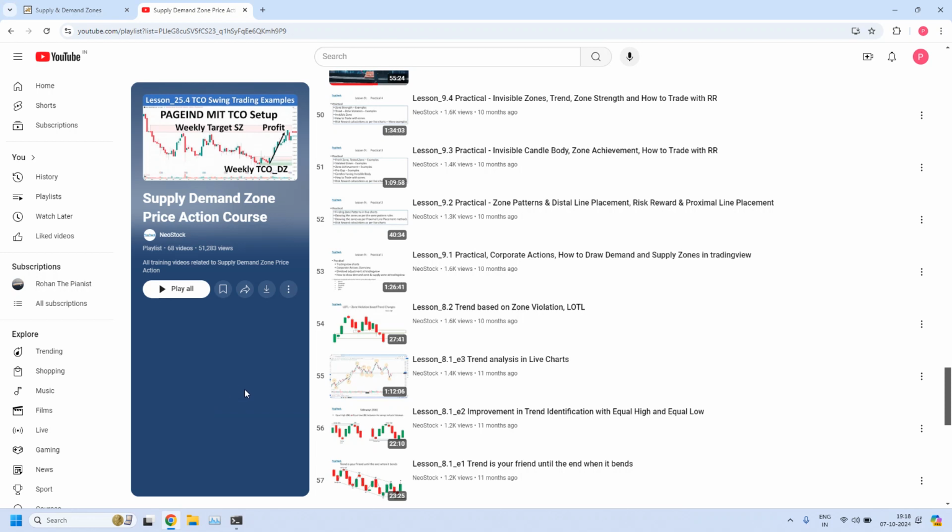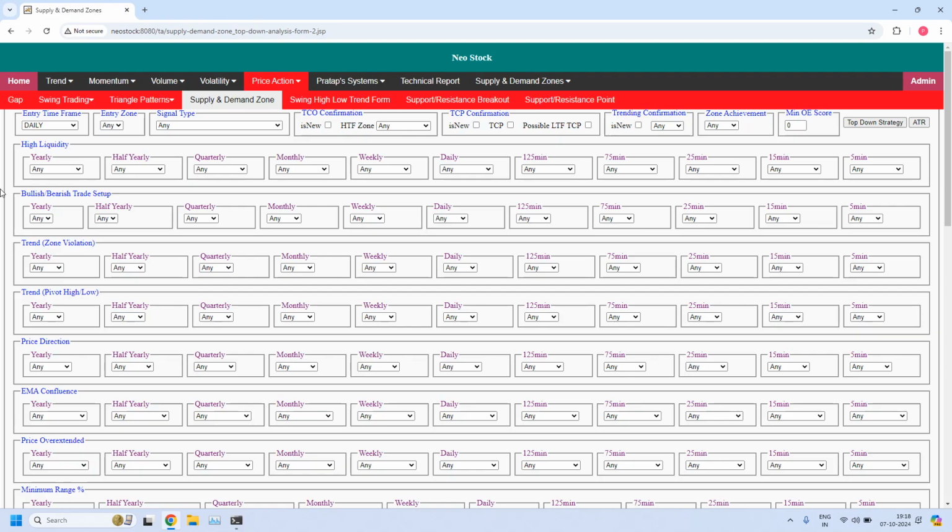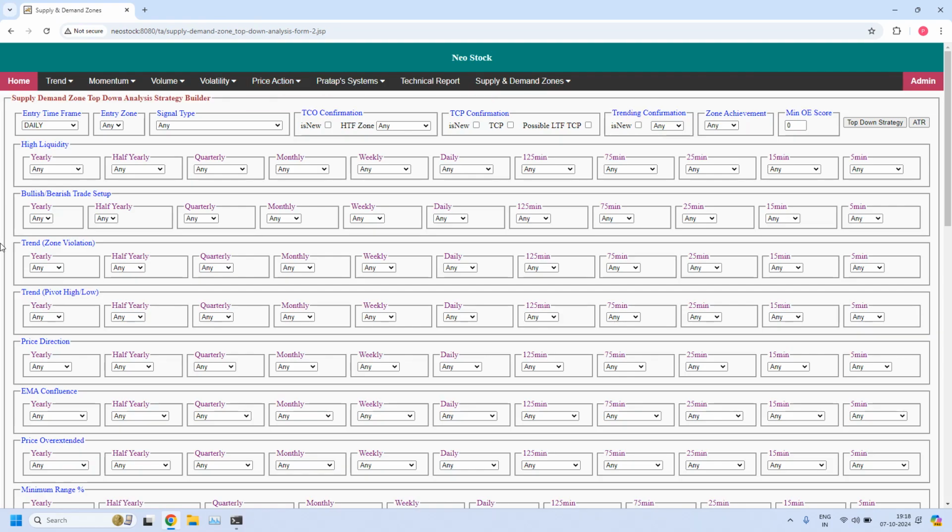Now let's get into the report generation. The first report is finding the stocks near demand and supply zones for different time frames. In this process, we will also identify daily and 75 minutes high liquidity zones. Those zones can be used for the HLQ zone strategy in lesson 21.